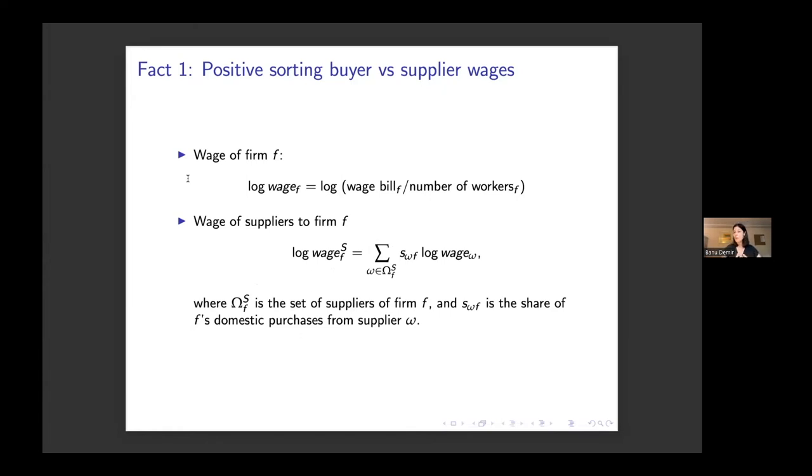Once we have this measure for each firm, we can also construct average supplier wages. What is the average supplier wage? Take the average wage of each supplier and weight it by the importance of that supplier in the buyer's total input purchases. So it's going to give more weight to suppliers that the buyer is relying on more in terms of input purchases.